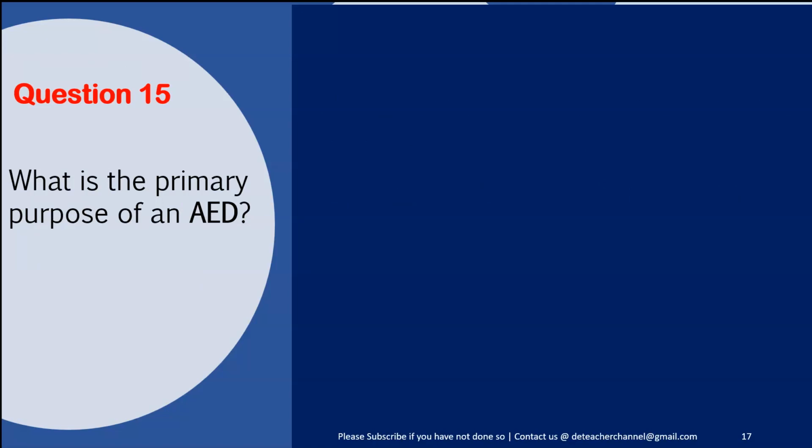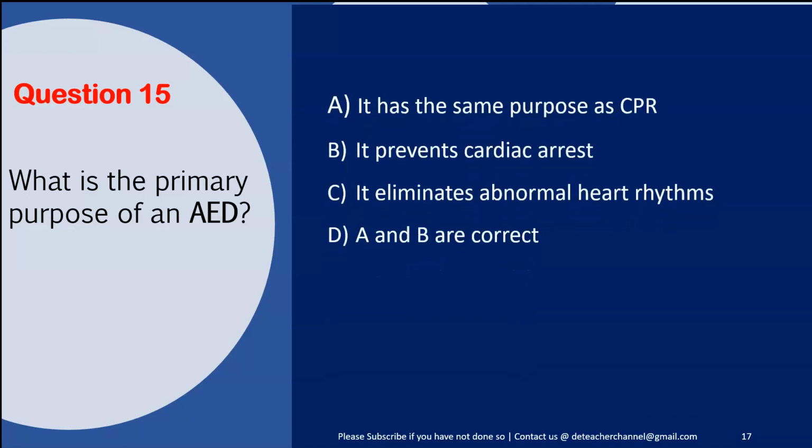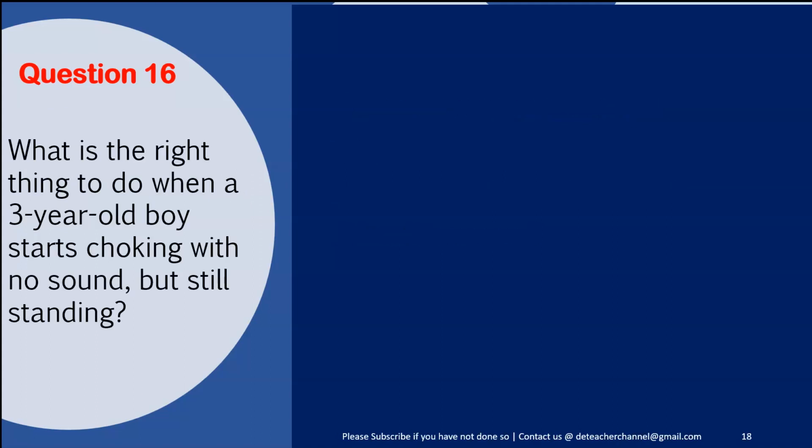What is the primary purpose of an AED? A. It has the same purpose as CPR. B. It prevents cardiac arrest. C. It eliminates abnormal heart rhythms. D. A and B are correct. Question 16 coming.